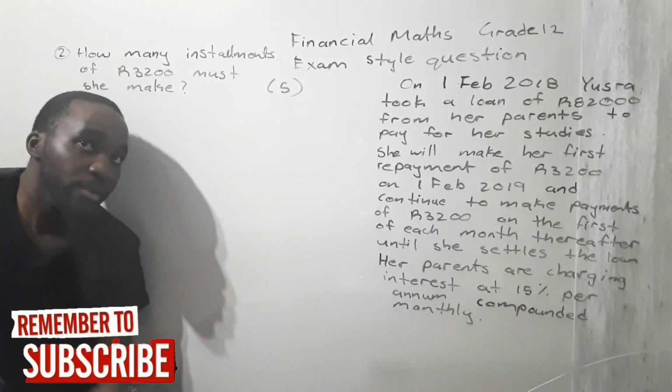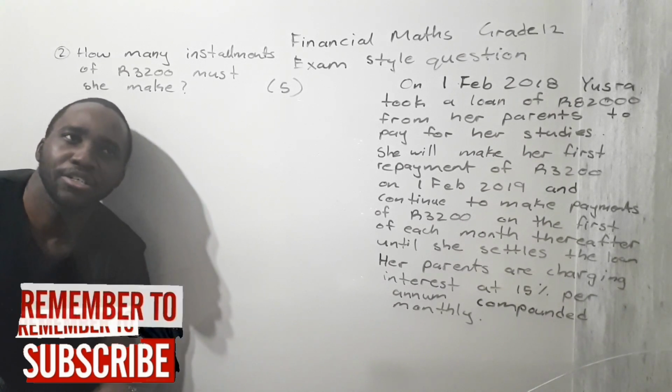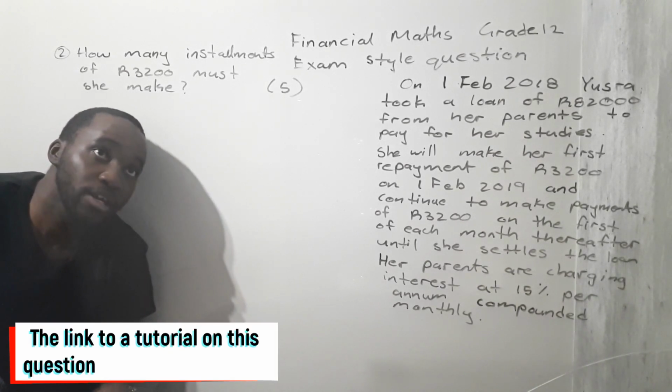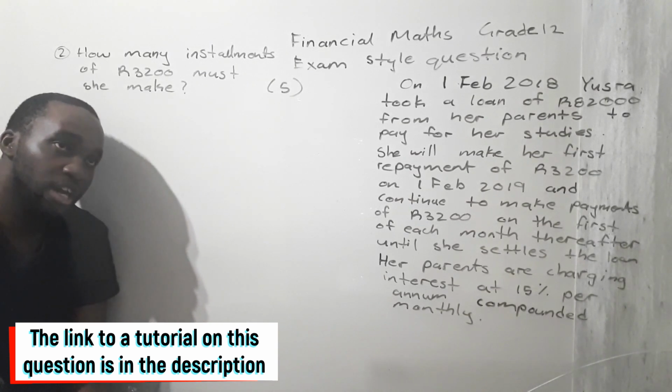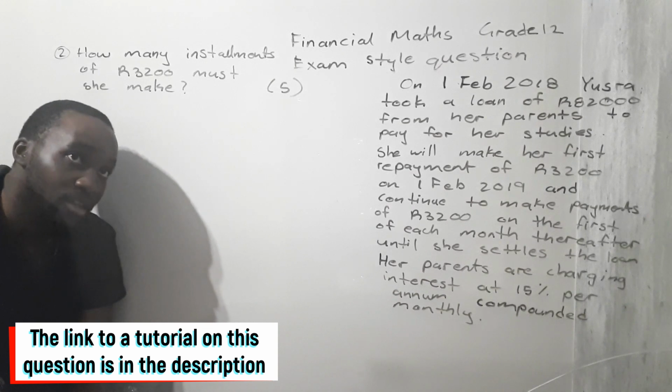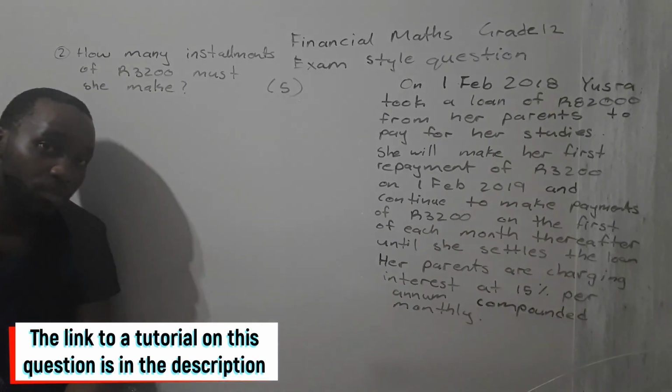So in this financial math scenario, the next question could easily ask us, or rather the next question is asking us, how many installments of 3,200 must she make? And that's a 5-mark question. So we need to work out the number of installments. Now, working out the number of installments. Firstly, we know that this is a loan, so we should be thinking of our P formula.